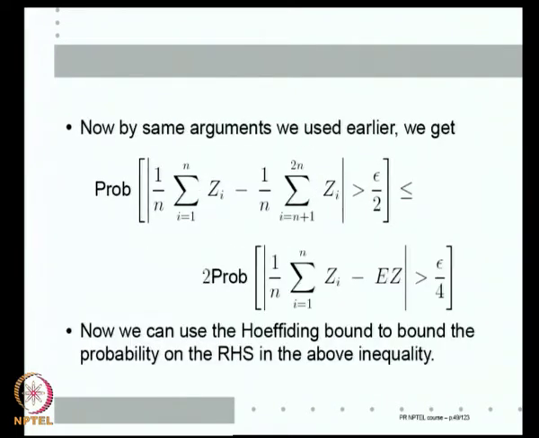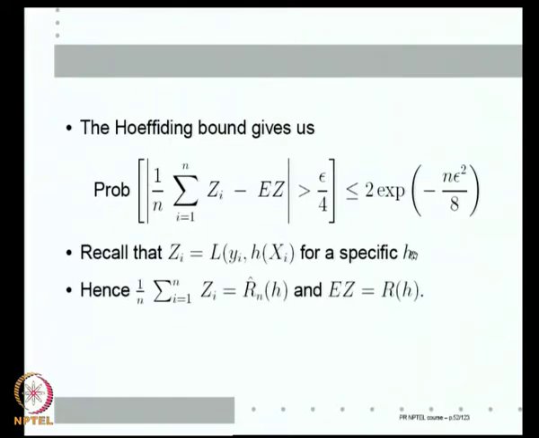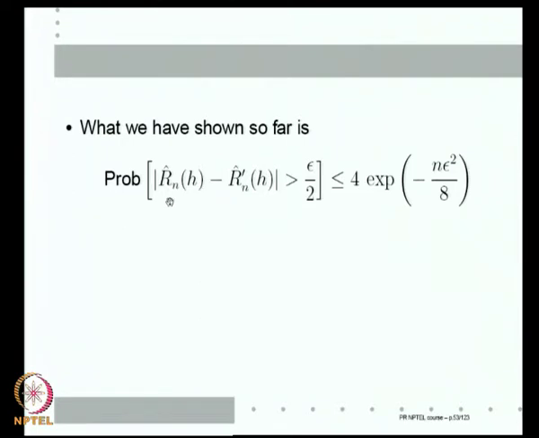what is this for? Originally, this is what we want. This is R hat n h, this is R hat n prime h, greater than epsilon by 2, I want. That is twice the probability of R hat n h minus R h greater than epsilon by 4. This we bound using the Hoeffding bound like this, right. And hence, the original one, R hat n h minus R hat n prime h greater than epsilon by 2, is twice this probability, it becomes 4 exponential minus n epsilon squared by 8.